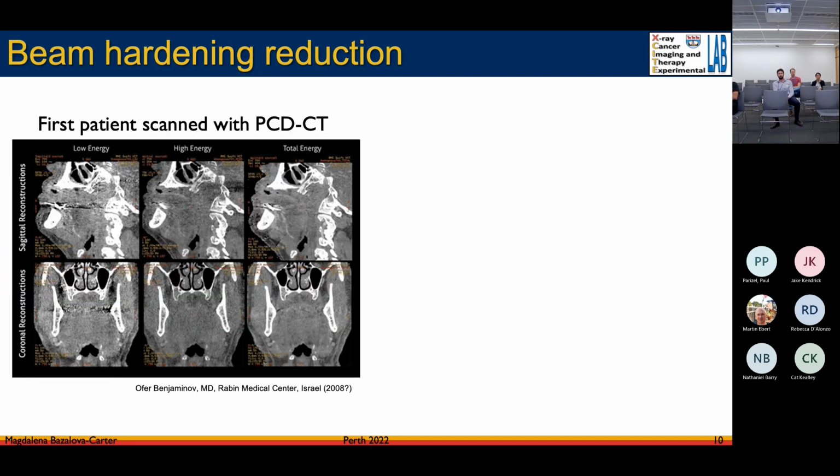Okay, so the next one is beam hardening reduction. Basically, beam hardening occurs for low energy X-rays more so than for high energy X-rays.